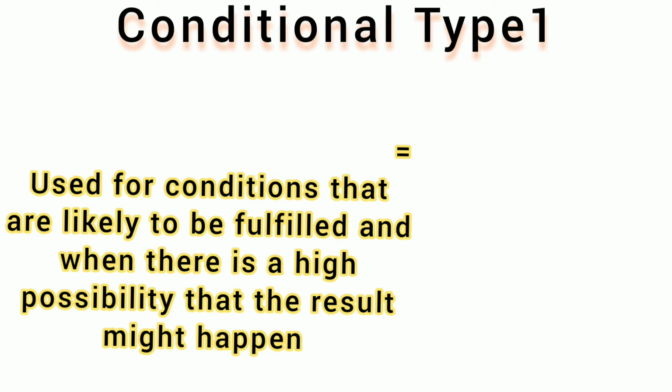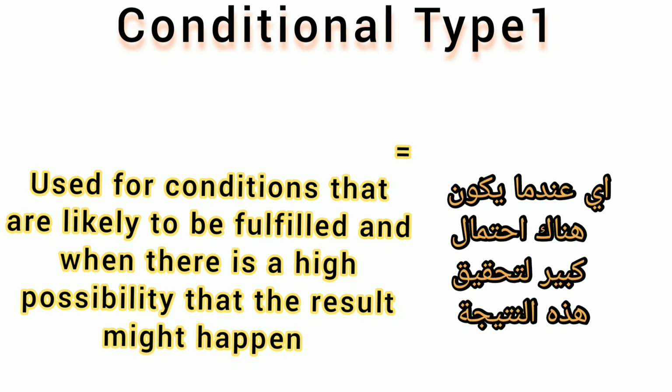It's used for conditions that are likely to be fulfilled. And when there is a high possibility that the result might happen. أي عندما يكون هناك احتمال كبير لتحقيق هذه النتيجة. أي نكون شبه متأكدين من هذه النتيجة أو لدينا احتمال كبير بأن هذه النتيجة ستتحقق.